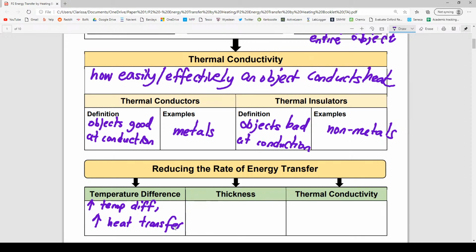So, temperature difference makes a huge difference. A lot of the times we can't really help that because, you know, the outside weather is the outside weather, but it is something that we can keep in mind.